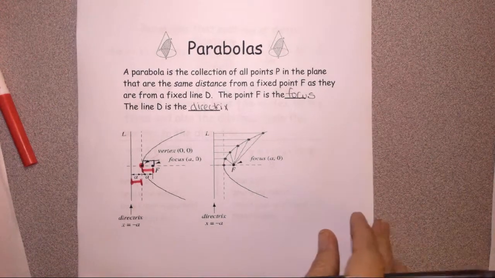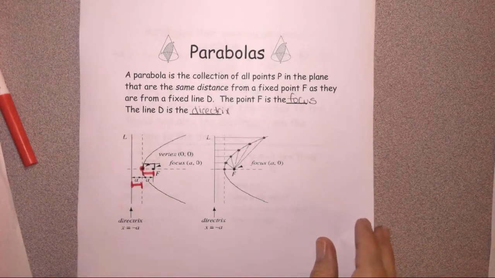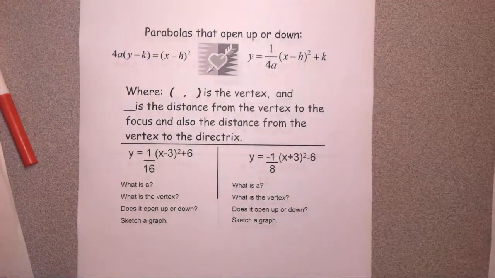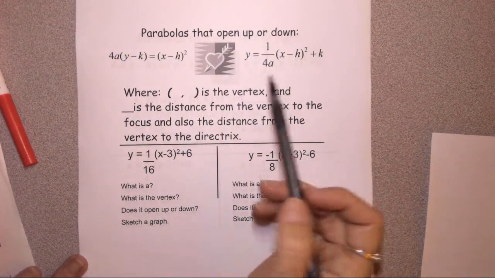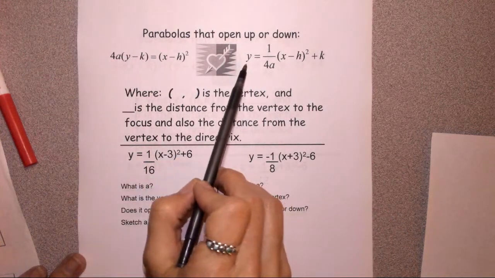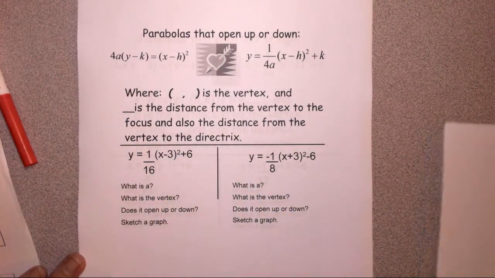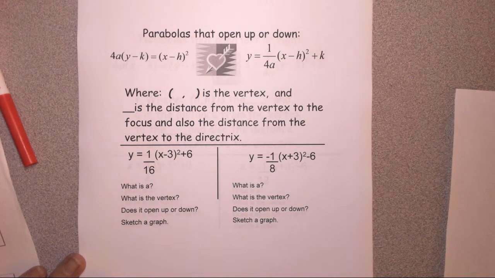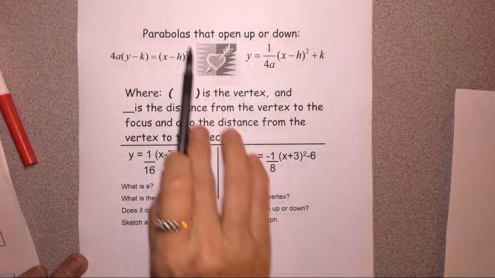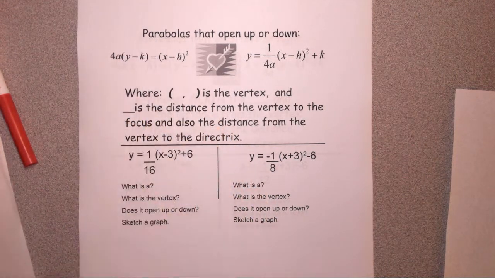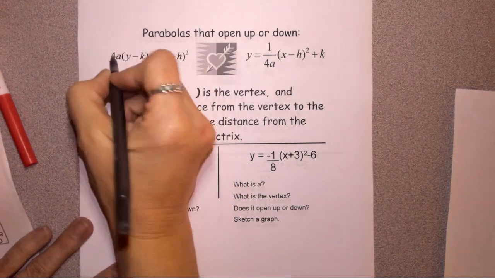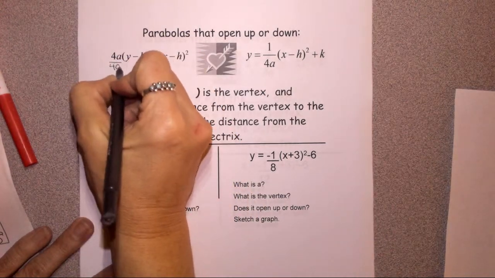All right, so we're going to study 4 types of parabolas. The first 2 that we're going to study are parabolas that open up and down. All parabolas that open up or down will have a y variable that is not squared. So this first equation over here is not solved for y. If I asked you to solve this for y, the first thing you would do is divide by 4a.